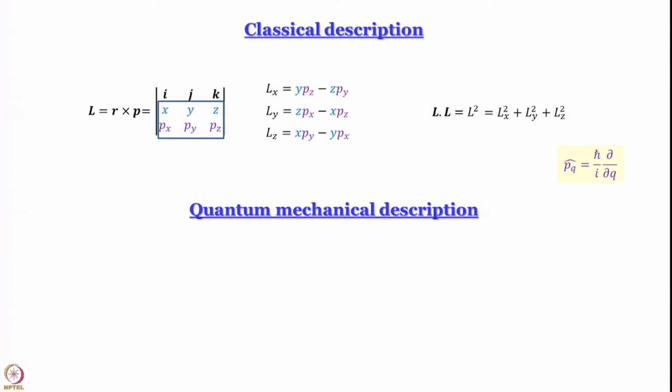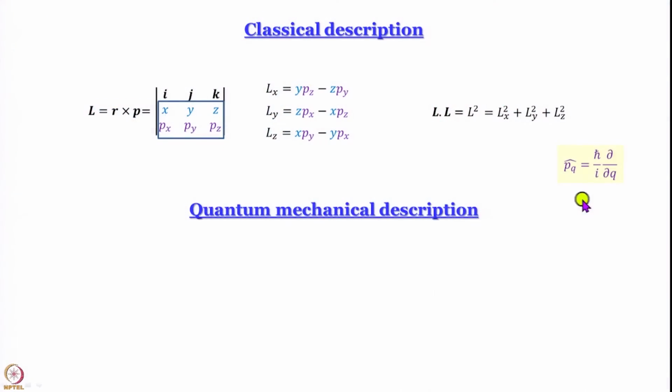While doing that, x hat is very simple. Remember, pq hat, where q can be x or y or z, is h cross by i del del q, or you can write minus i h cross del del q. In the later part we have actually used that minus i h cross, it means the same, it is no big deal, do not forget. The way I remember it is that if i is in the denominator, then it is positive, if i is in the numerator, then it is negative. H cross always is in the numerator, of course.